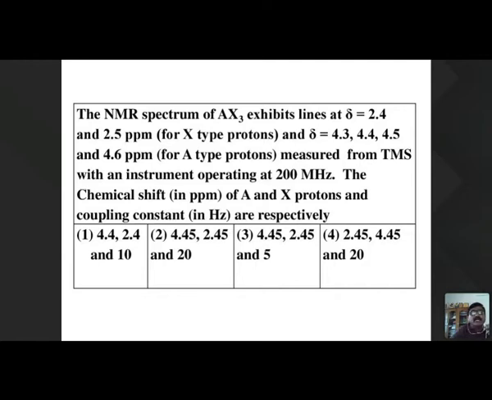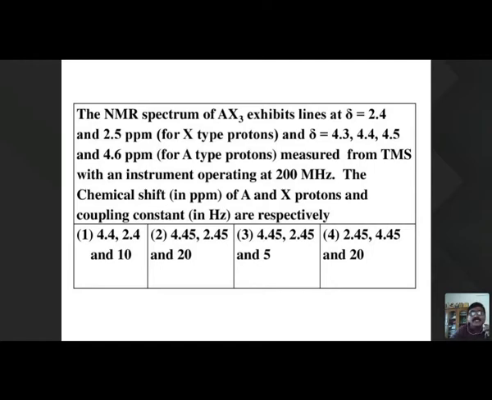The X3 protons have only one neighbor, so this signal will be split into a doublet, because it shows two different magnetic orientations, plus half and minus half. So it is 2.4 and 2.5. One signal is split into a doublet, so midway is the original position of the signal. One is deshielded, another is shielded. So it is 2.45. So 4.45 and 2.45 are the values. Importantly, they gave the X proton value first, then the A proton value, but they asked for the A proton value and then X. So you should not get confused.